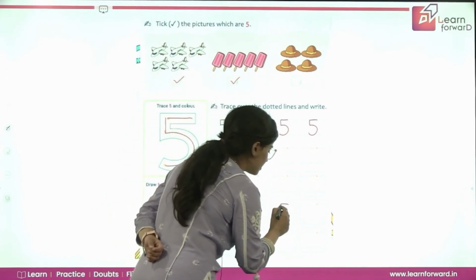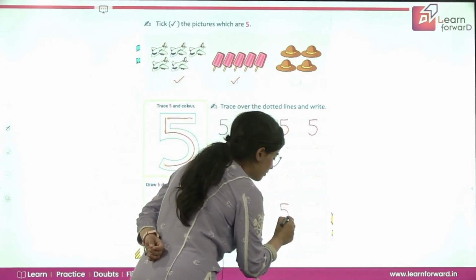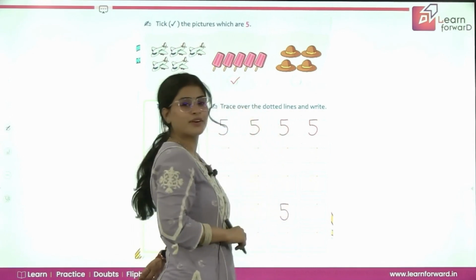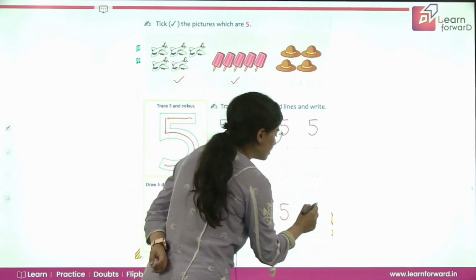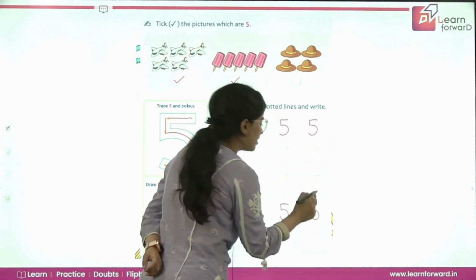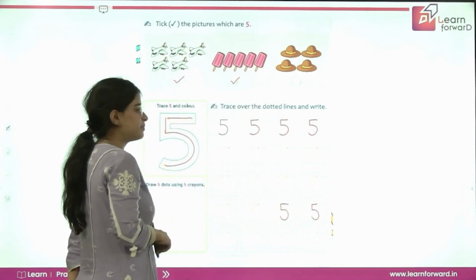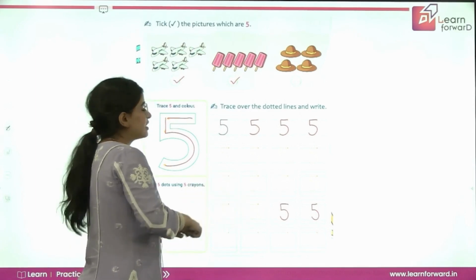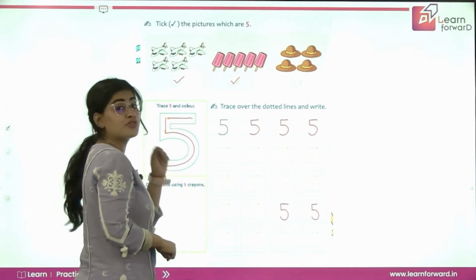Now, I will tell you how to make 5 without dotted lines. Sleeping line, standing line, a big fat belly. Okay, one more. Sleeping line, standing line, a big fat belly. Okay, see? That's easy, right? That's how you will make number 5.